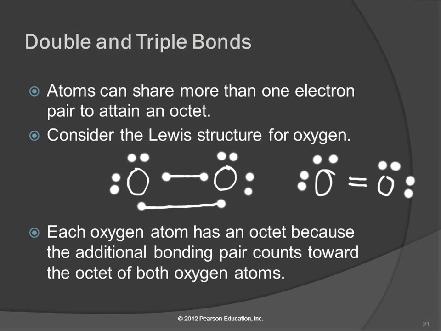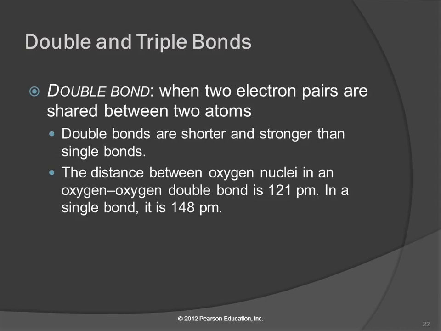Any questions? This is a lot more straightforward than all that quantum mechanical stuff, isn't it? I love pictures, dots and lines. I can do that. So a double bond is when we have 2 electron pairs shared between 2 atoms.